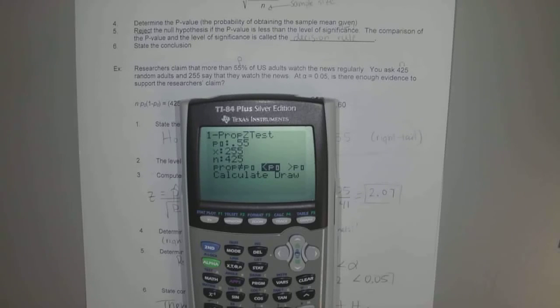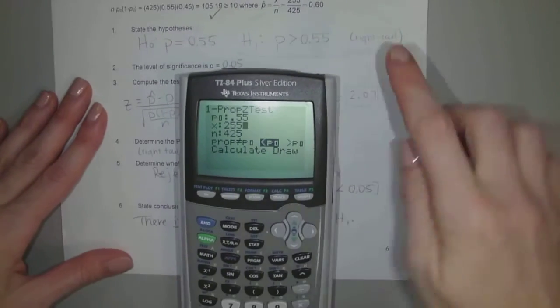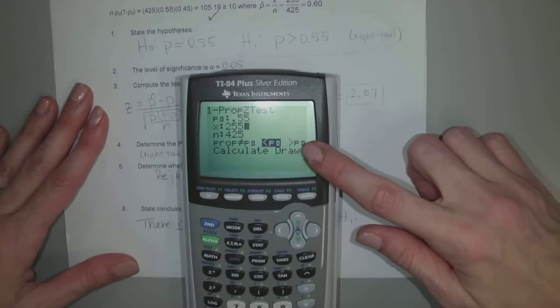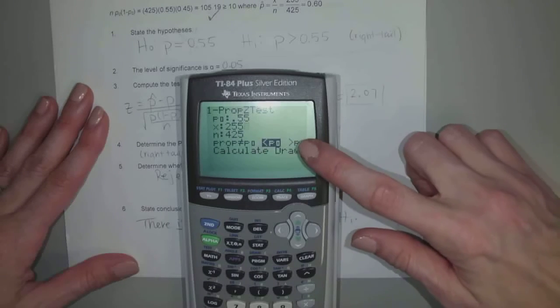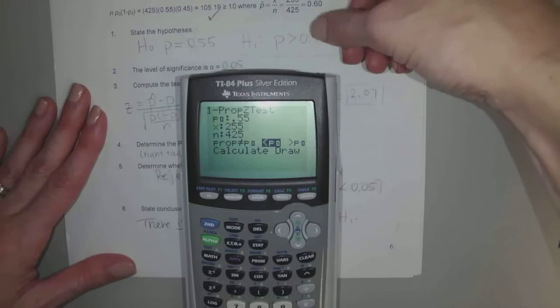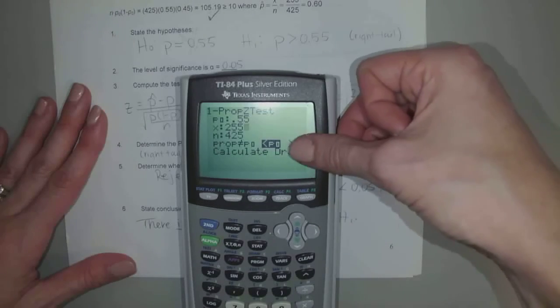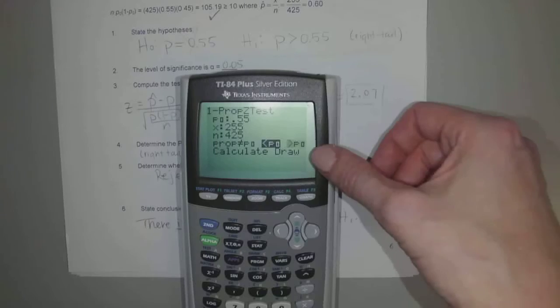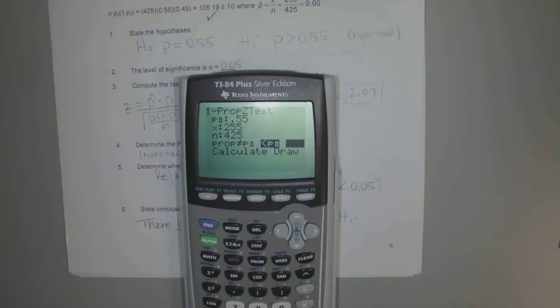Make the symbol match. Don't make the P match. What do I mean by that? Notice here it's a greater than symbol, so you want this greater than, because what is P naught? 0.55. So this is saying greater than 0.55. See how that symbol's a greater than? Make sure you pick the greater than. Because sometimes people want this P naught to be this P, and it's not, okay? So you hit enter there, and then you calculate.